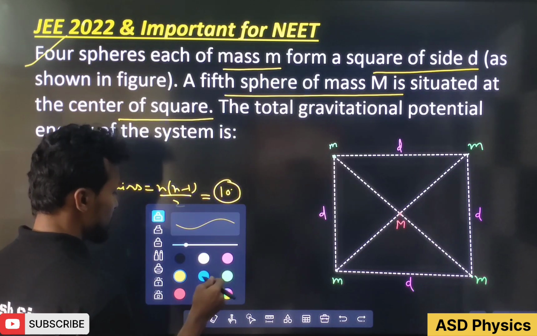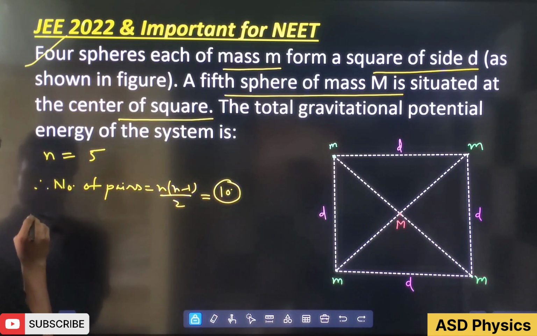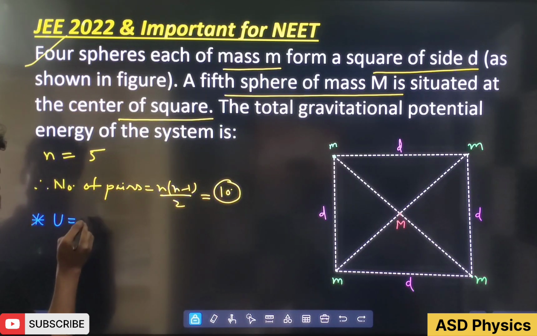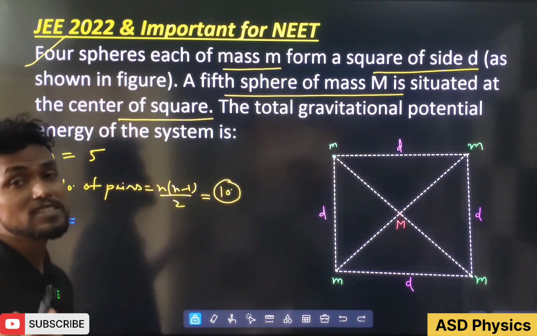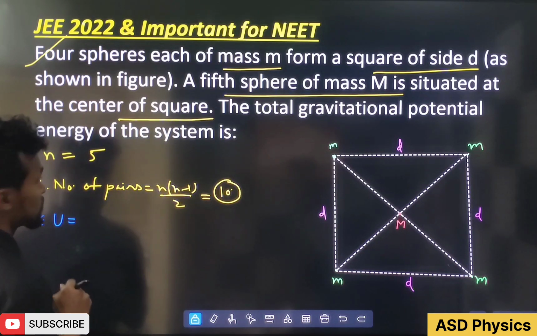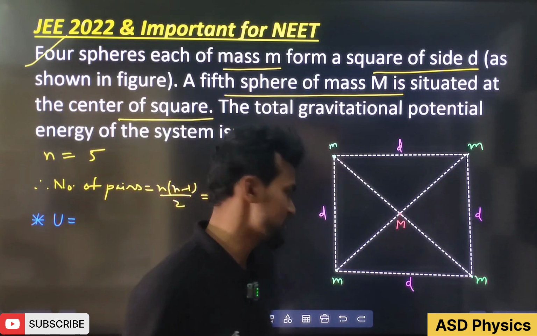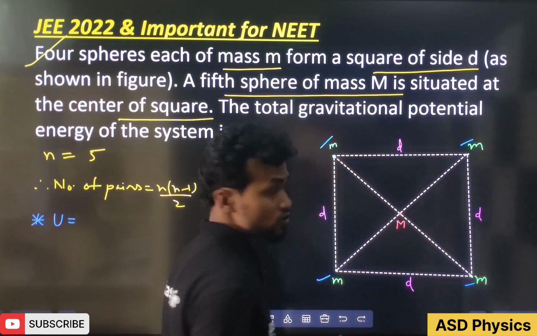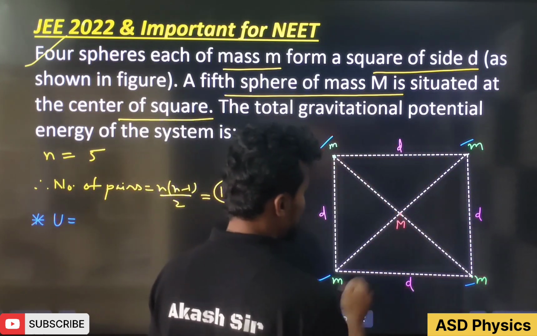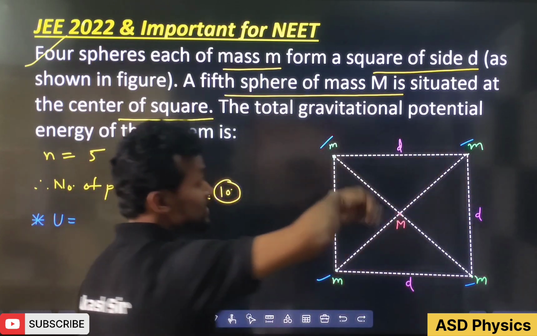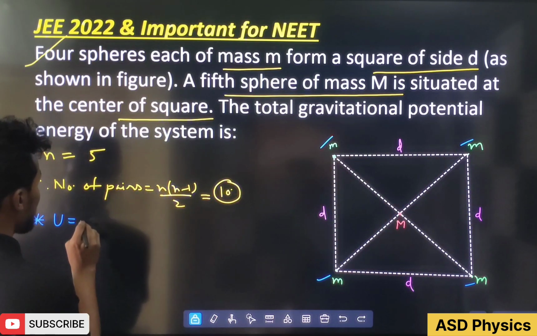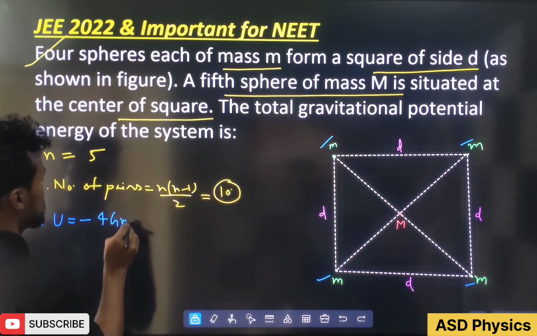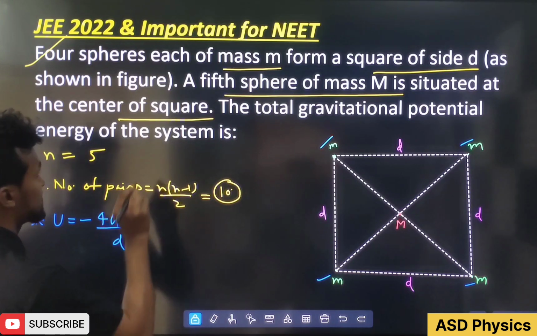Okay. So after that, let's write here the potential energy. U equals, potential energy will always be minus. Okay. So first we'll see the side masses. Now this m, this m, this m, and this m. So the distance between these masses, how much here? m and m are separated by d. Like this, how many are there? 4 are there. That means we can write here minus 4 G m square by d.